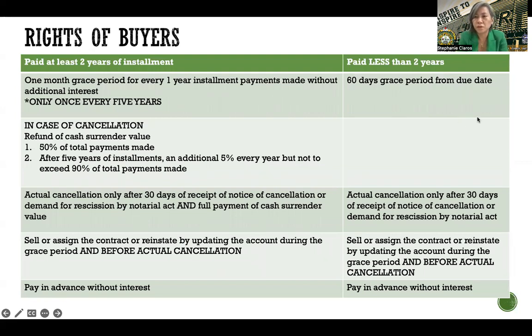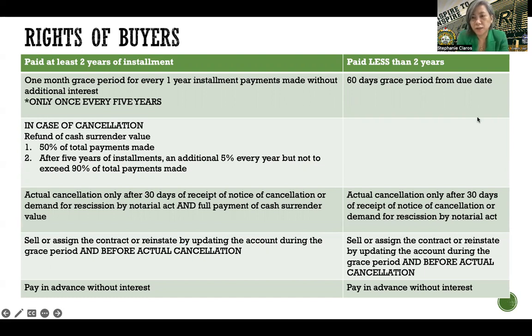So here's a summary of the rights of buyers of real property in installment. So we need to establish whether the buyer here has paid at least 2 years of installment. So 2 or more years of payment, and or if the buyer paid less than 2 years. So if the buyer has already paid at least 2 years of installment, then here are the rights of that buyer who is already unable to proceed with the contract to sell.